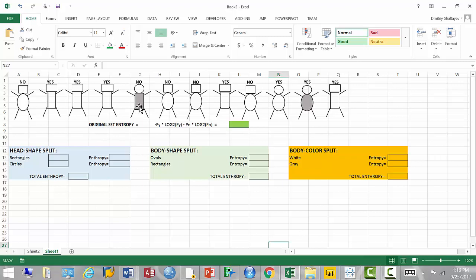Well, three things, right? They all have different head shapes. There are rectangular heads and circle heads. They also have different body shapes, ovals versus rectangles. This is an oval, this is a rectangle. And they have different body colors. There are a couple of people with gray bodies and the rest of them have white bodies.